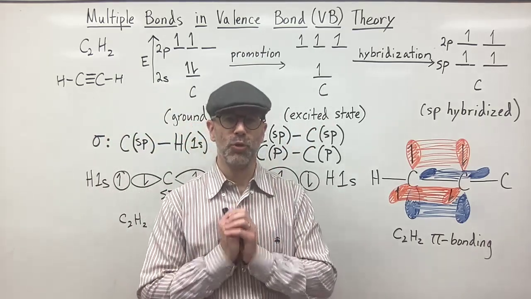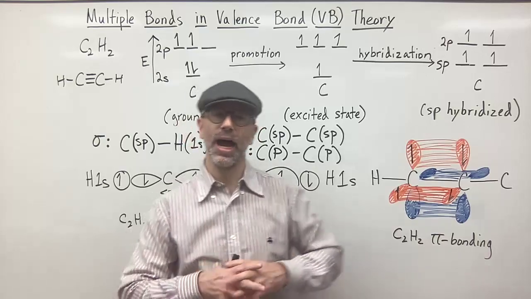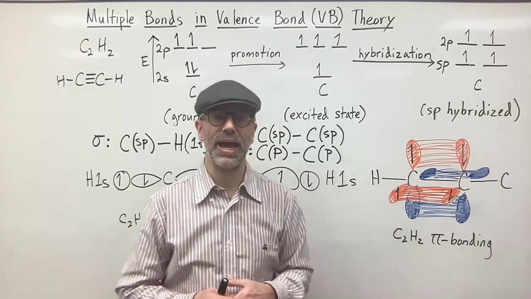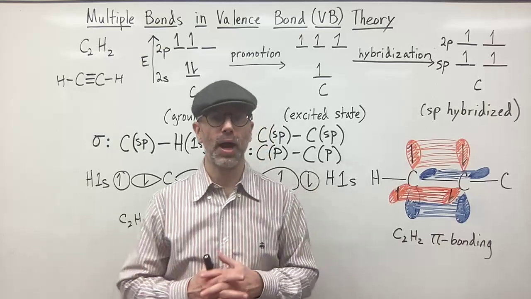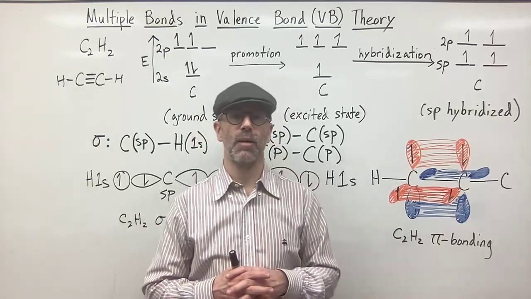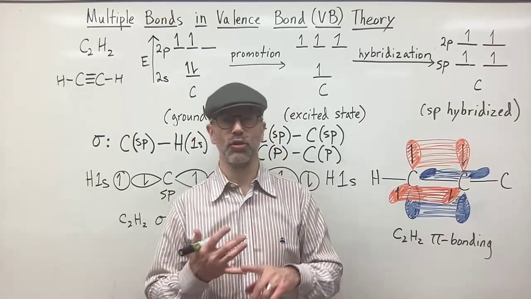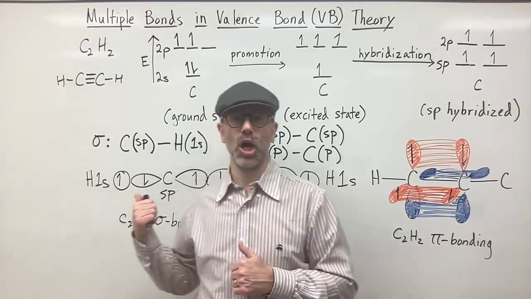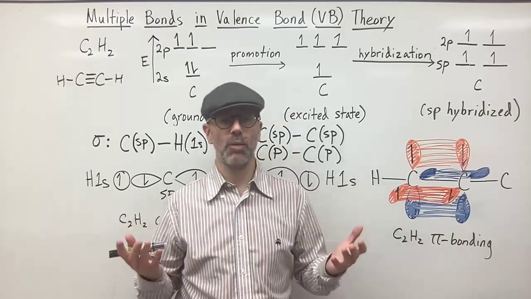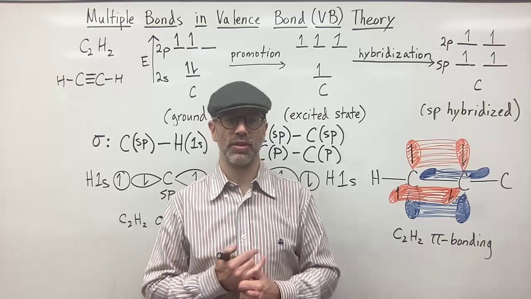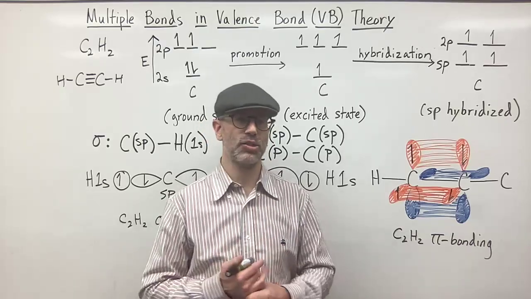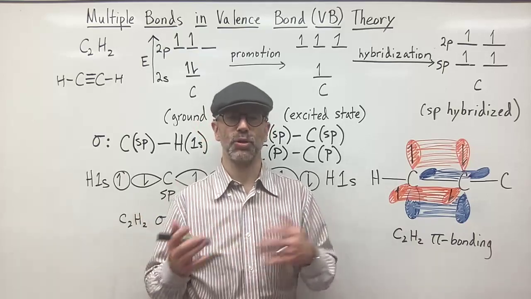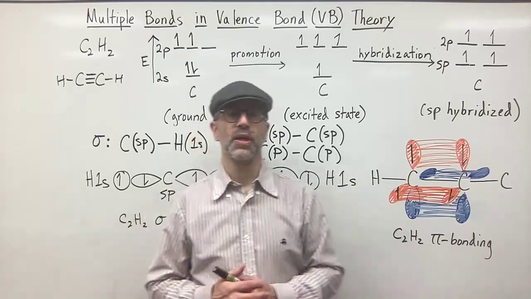I hope this really helped to clarify how valence bond theory can be used to explain and portray the bonds that are involved in molecules with multiple bonds, single, double, and triple bonds. And so again, I showed between carbon and hydrogen and carbon, but you can do this with bonds between carbon and oxygen and nitrogen and all that, any double and triple bonds that you run into.